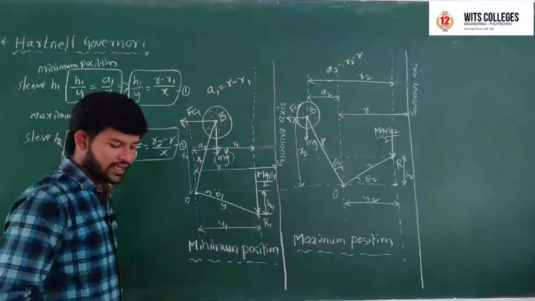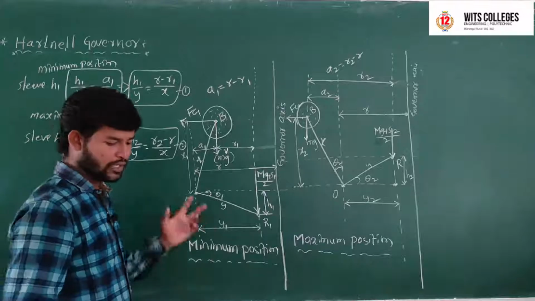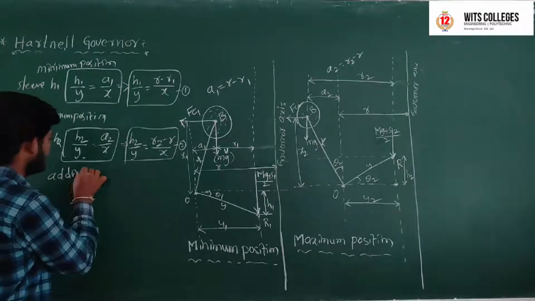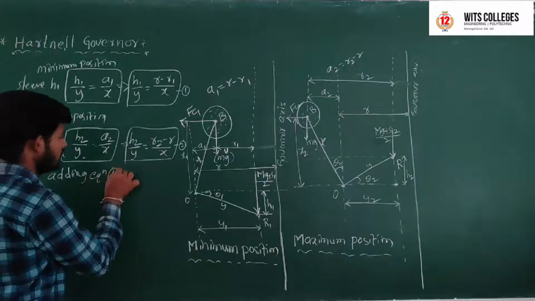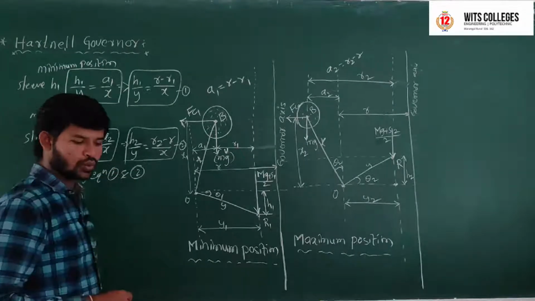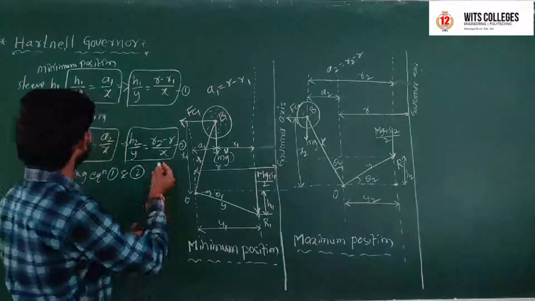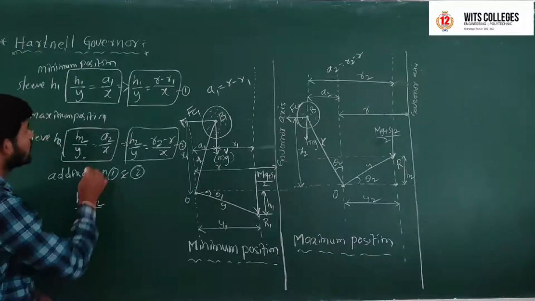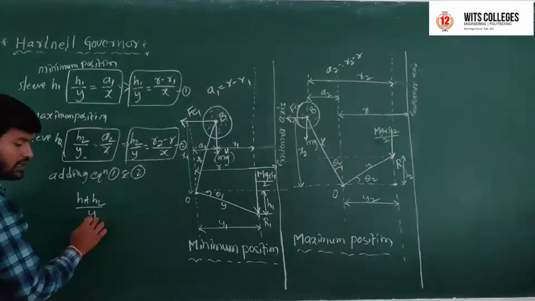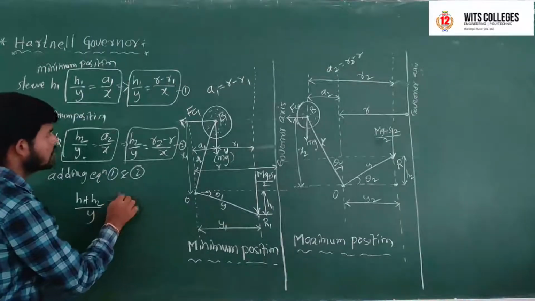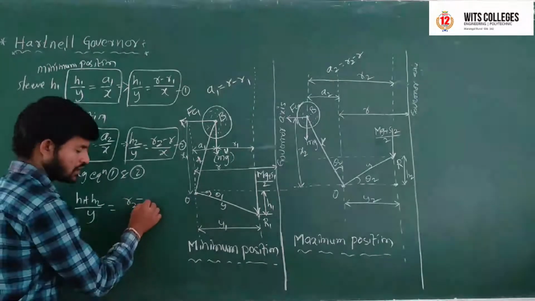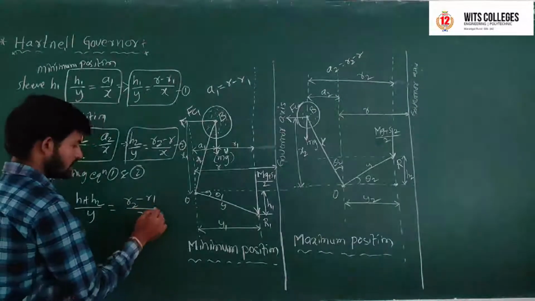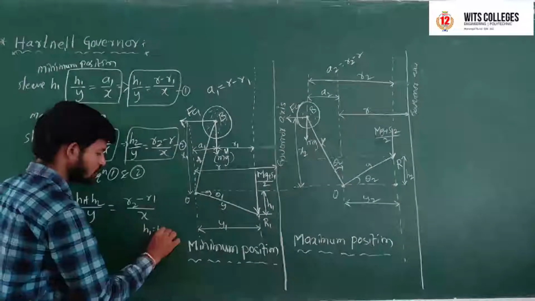Here, adding equations 1 and 2, we get h1 plus h2 by y equals r2 minus r1 divided by x. Here we take h1 equal to h2 equal to h.